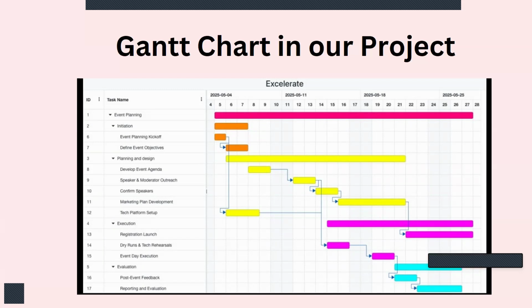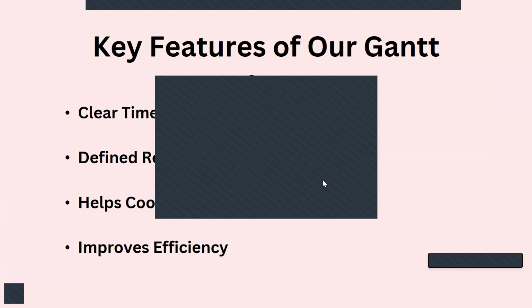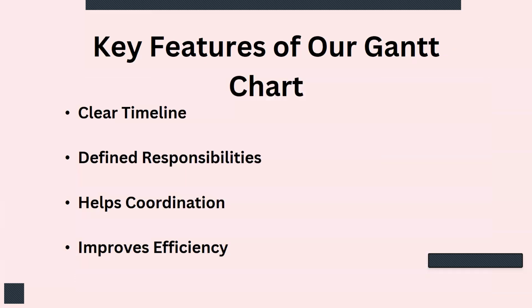Clear timeline. The first one is the clear timeline from the project charter creation to the final presentation. We could visualize every major deliverable. This helped align our work with deadlines and ensured we didn't overlook any critical milestone. Defined responsibilities. The other thing that the Gantt chart helps us with is defining responsibilities. Each team member had their tasks mapped out. This level of clarity reduced duplication of efforts and enhanced individual accountability.